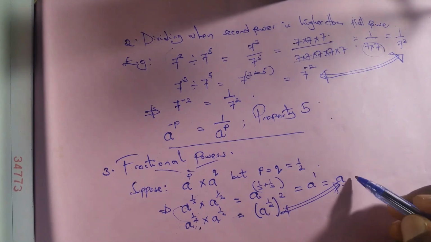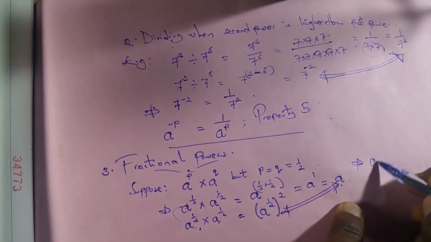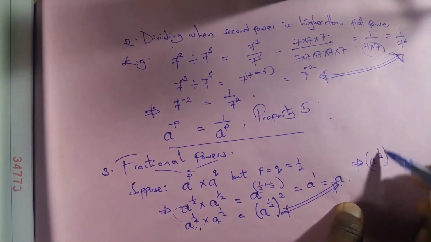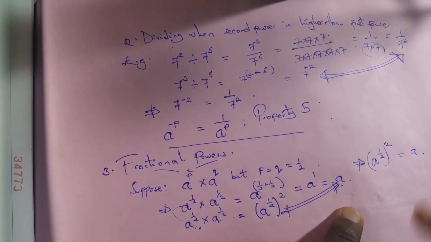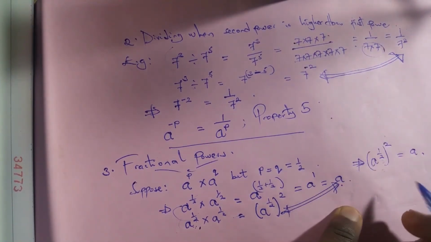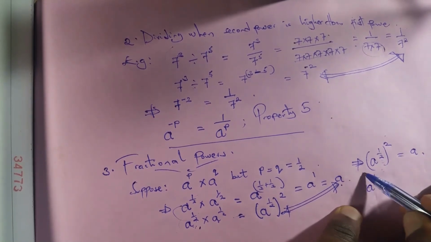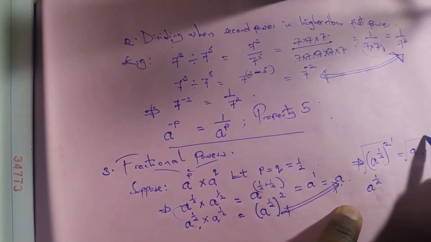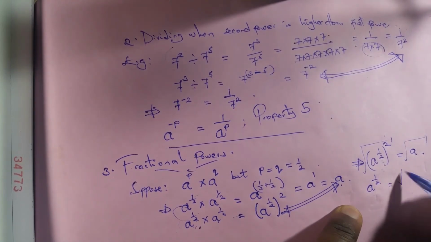So what does it mean here? It implies that A to power half squared is the same as A. But now what if we get the root of this to remove that square? We get the root of that, taking root on both sides. You see that? We're going to have A to power half giving us root of A.